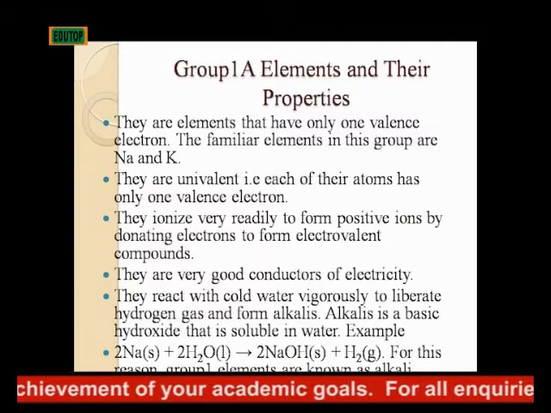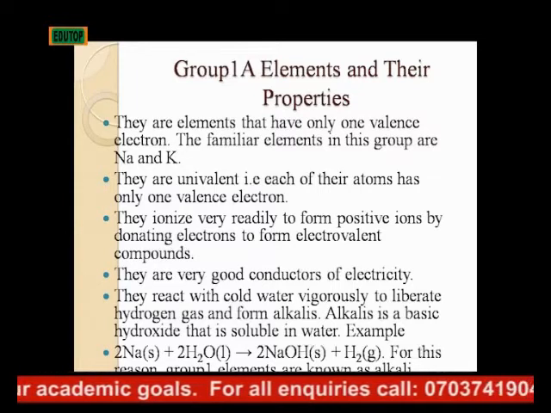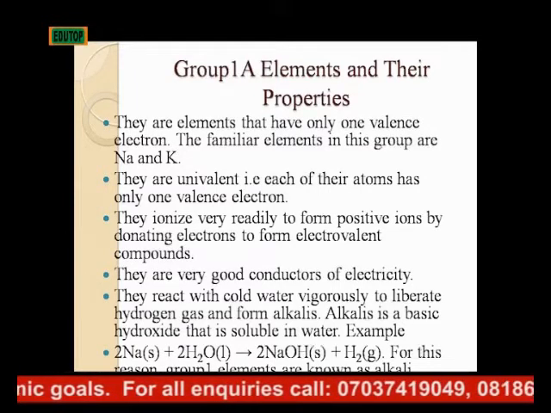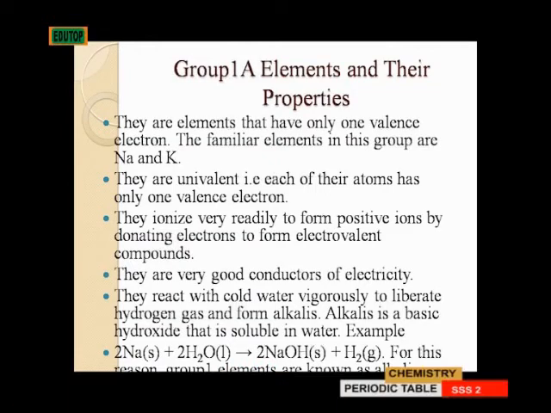Group 1A elements and their properties. They are elements that have only one valence electron. The familiar elements in this group are sodium and potassium. They are univalent, that is, each of their atoms has only one valence electron. They ionize very readily to form positive ions by donating electrons to form electrovalent compounds.